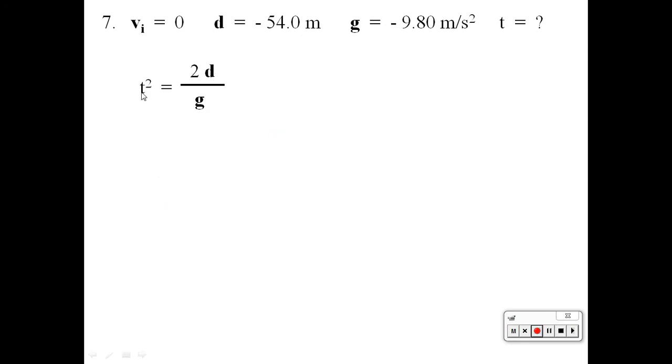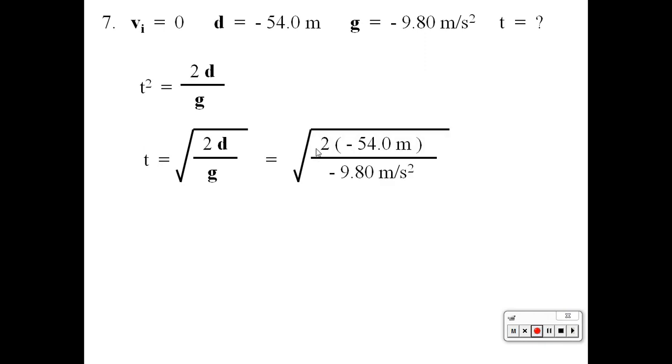Starting on a new page, we then take the square root of both sides. Now we plug our numbers in. Notice that the negative signs cancel themselves out. They have to, because you can't take the square root of a negative number, so they must cancel out. The meters also cancel out. And as discussed before, if it's in the denominator of the denominator, then it comes back on top. And after you square root it, it becomes just seconds.